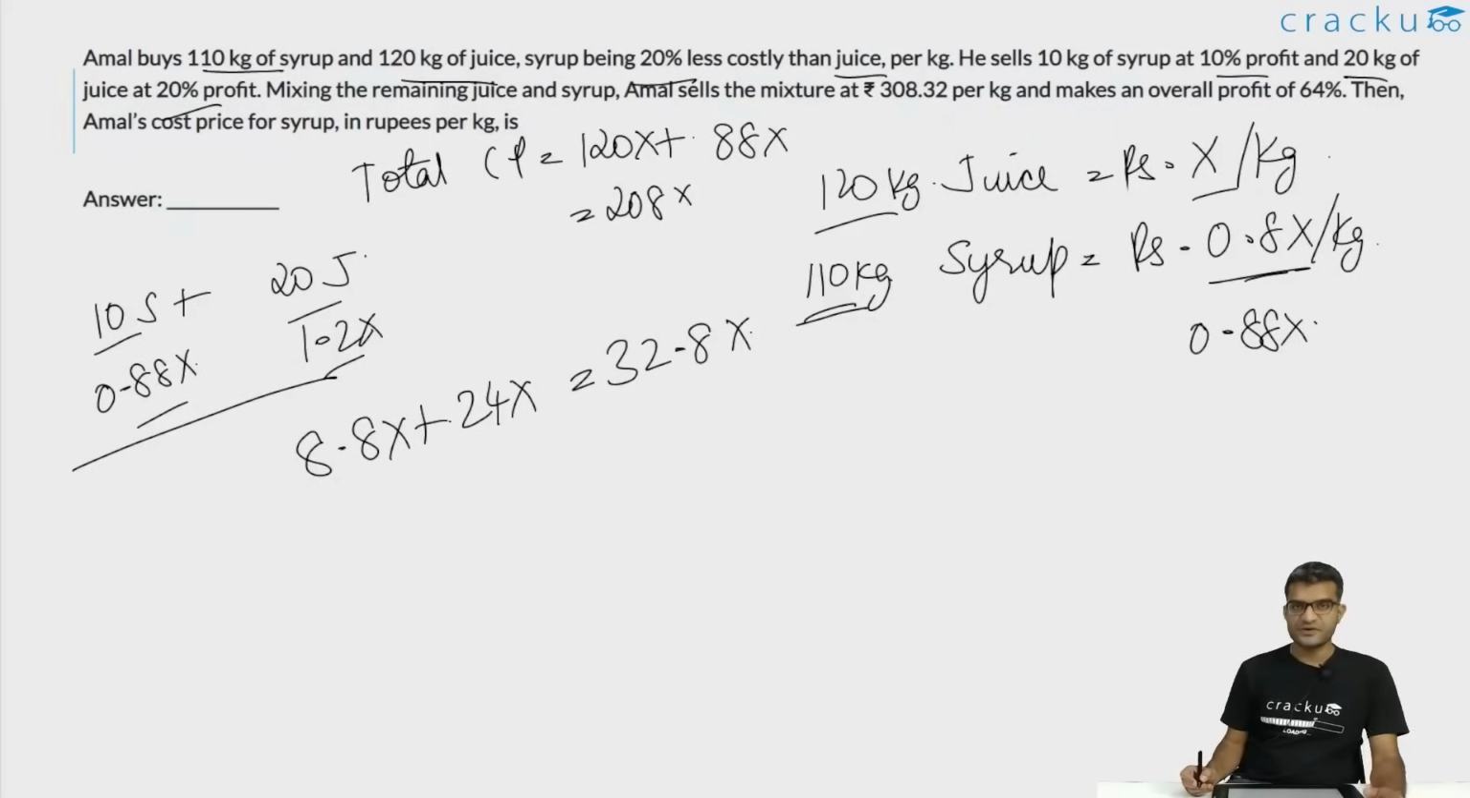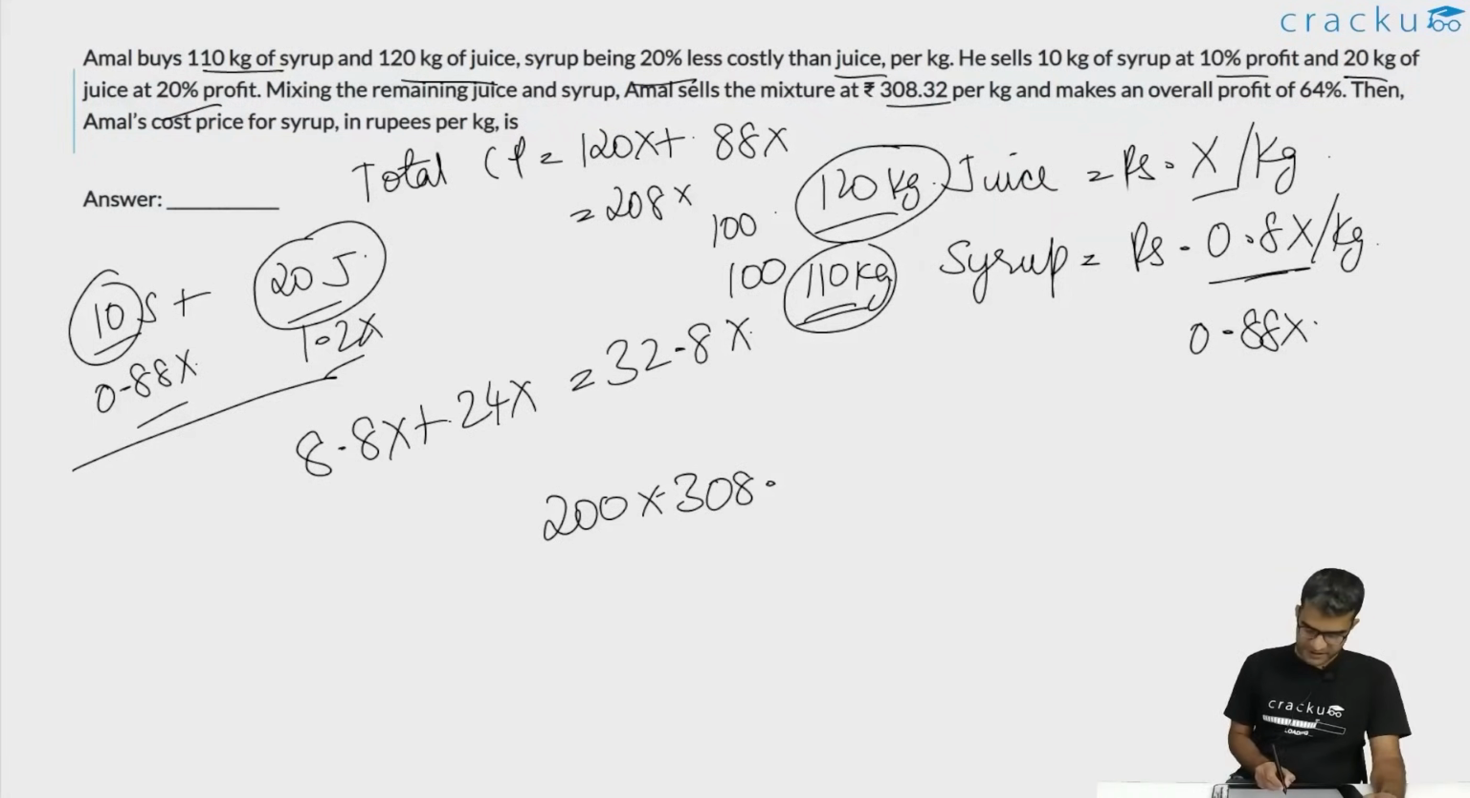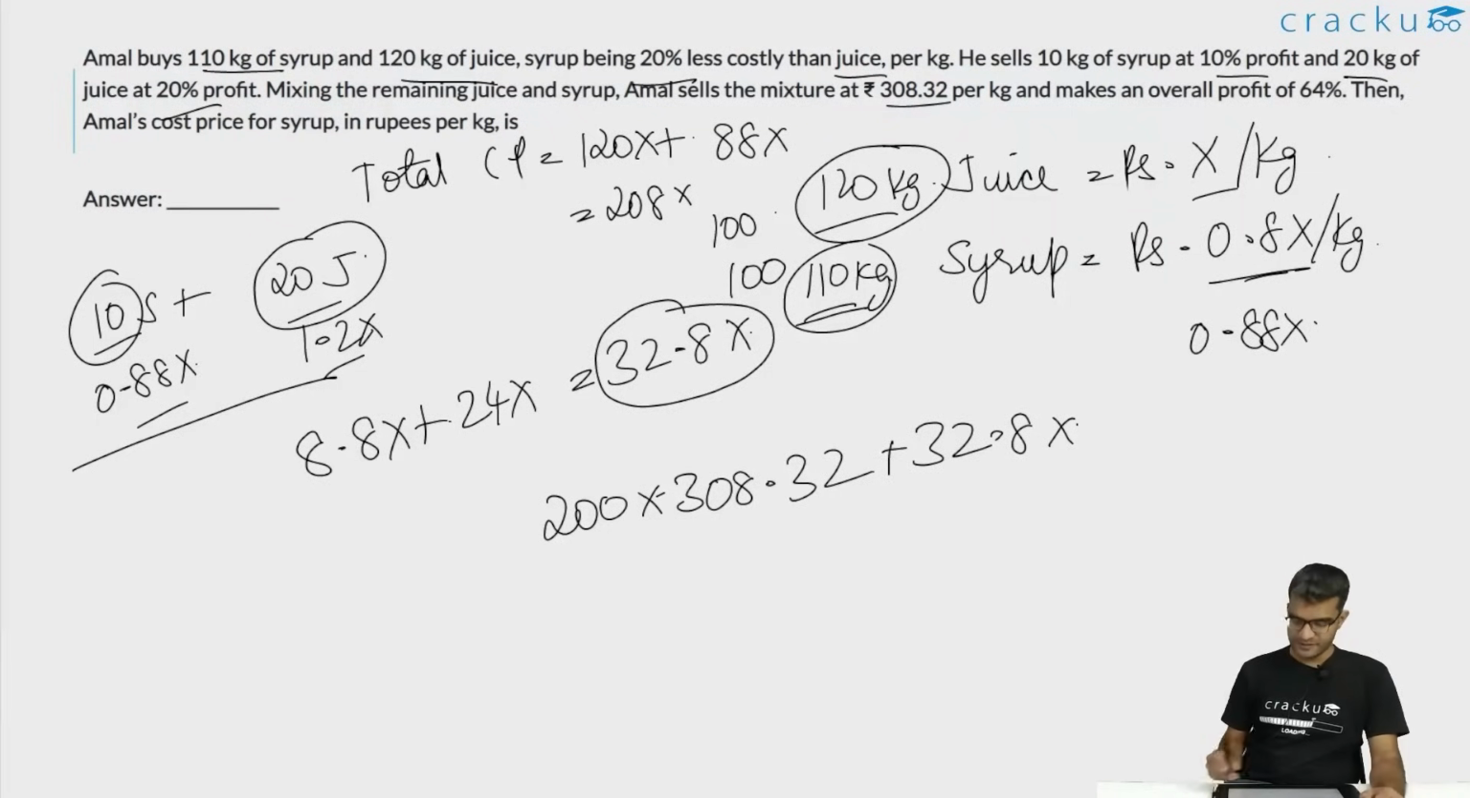And in addition to it, what did he make? He also sold the remaining. What is the remaining? 20 kgs of the 120 kg juice is sold, so 100 kgs of juice is left. And 10 kgs of the 110 kg syrup is sold, so 100 kgs of syrup is left. So these 200 kgs he sold at 308.32 per kg. So there he made 308.32 into 200 rupees. Plus in the 30 kgs he made 32.8x rupees.